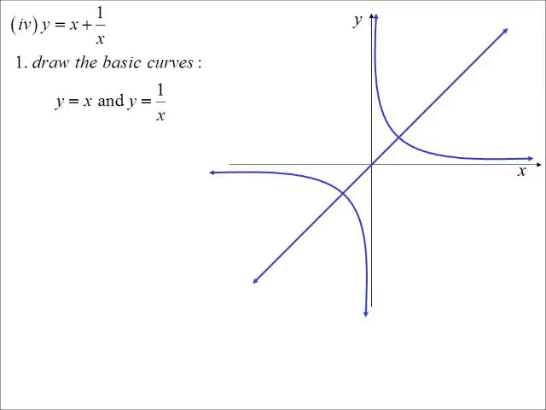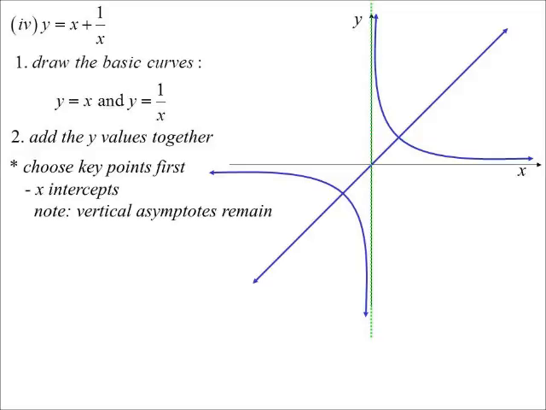0 is a good one to pick, because you're adding 0. Now in this case, I've got a vertical asymptote with 1 on x. That's not going to change when I'm adding. Just because I'm adding x to it doesn't mean all of a sudden I can magically substitute 0 in. So that vertical asymptote will stay. So we're going to add the y values together. Key points: the vertical asymptote remains, and there are no other x-intercepts. Points of intersection, let's add those together.